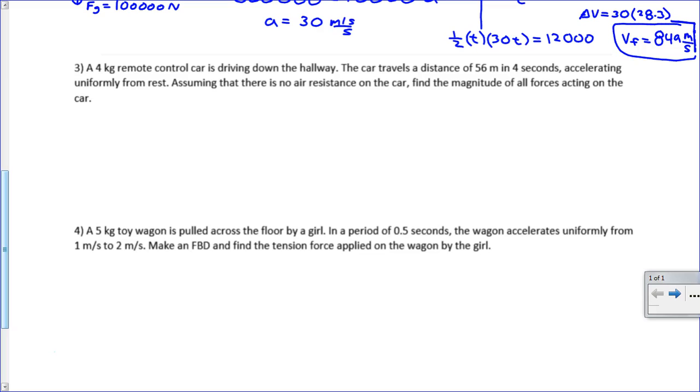And so that gives you a hint that we're probably going to do motion stuff first, and then find the forces in the end. Also, it tells us some things about the motion originally. It says the car travels a distance of 56 meters in 4 seconds, and it's accelerating uniformly from rest. Based on the fact that it gives us that information about the motion and asks us about the forces, we're going to start with the motion graph first, or the velocity versus time graph first on this one.